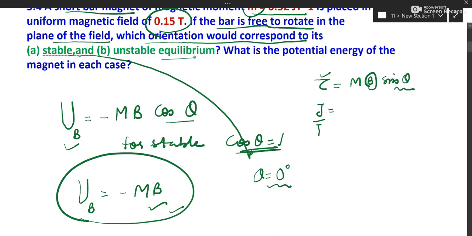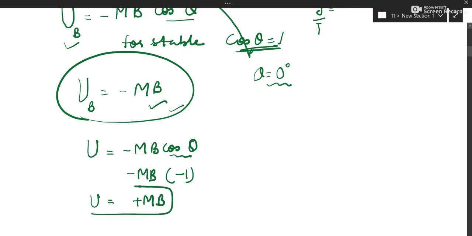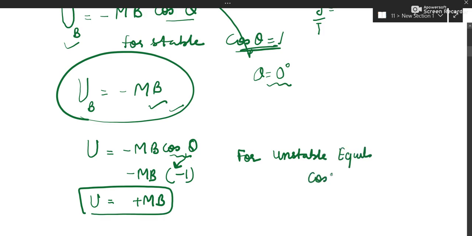So 0 degree corresponds to stable equilibrium. And for unstable equilibrium, you know it. For unstable equilibrium, cos theta should be negative so that the overall answer is positive. This should be minus 1, and this is already minus mB, so it will be plus mB. So your energy will be positive and maximum. So cos theta should be minus 1 for unstable equilibrium. That means theta should be 180 degree. So this is the angle that corresponds to unstable equilibrium.